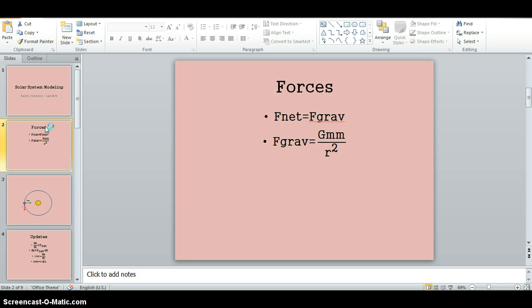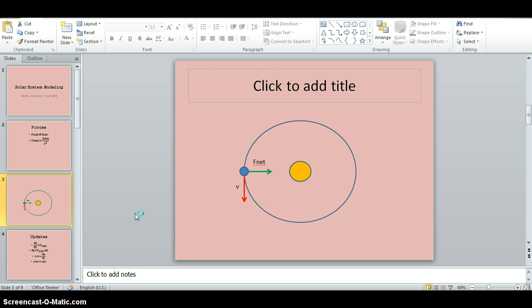In the solar system, Fnet is equal to Fgrav because gravity is the only force that acts over such large distances here, and the force of gravity is equal to GMm over r squared, with M being the sun and m being whichever planet we're looking at. Fnet is directly towards the sun from wherever the planet is, and its velocity is perpendicular to that, allowing it to travel in a circular or elliptical orbit around the sun.